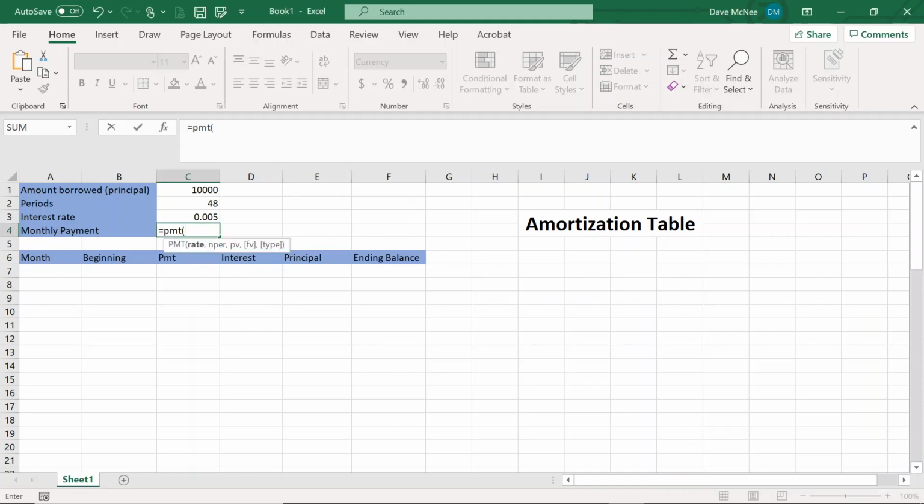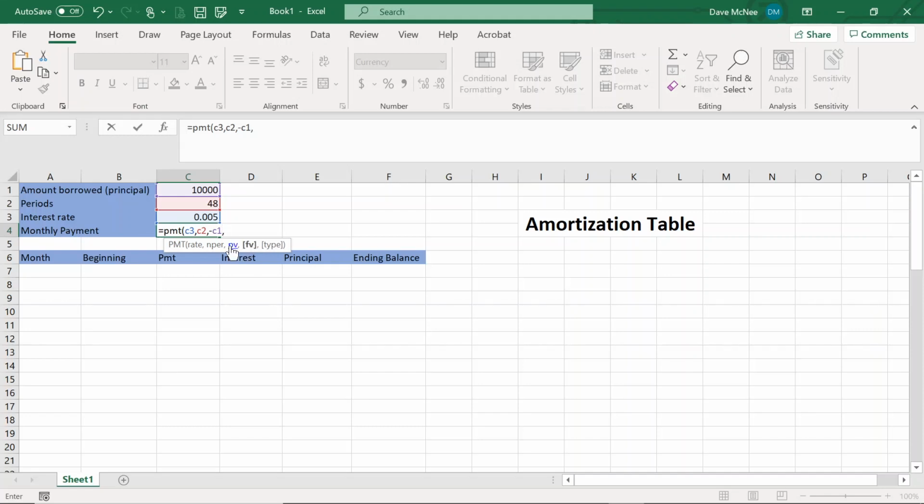So, payment, rate first. What's my interest rate? Well, that's in cell C3, right? So I'm going to write equals C3, comma, NPER, that's number of periods. Well, that's 48. It's in cell C2. So I'm going to use cells instead of actual values. PV is present value. So presently, I owe $10,000 to the company. So it's going to be negative C1. I'm borrowing $10,000, so right now I have negative $10,000 to my name.